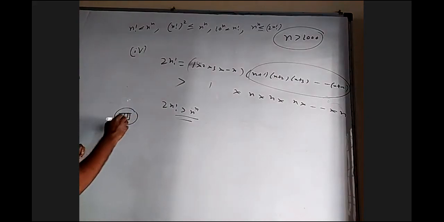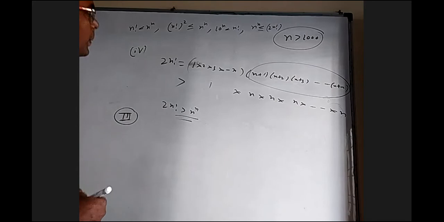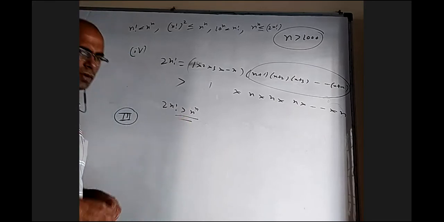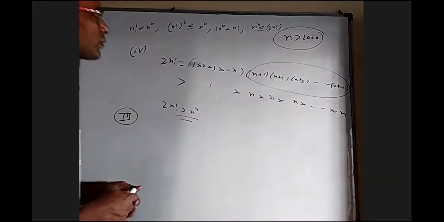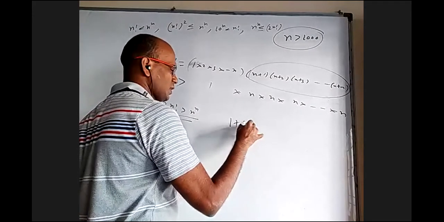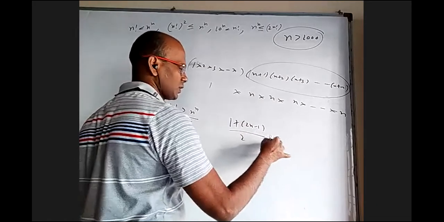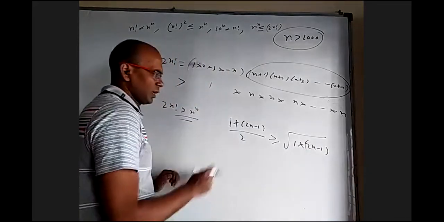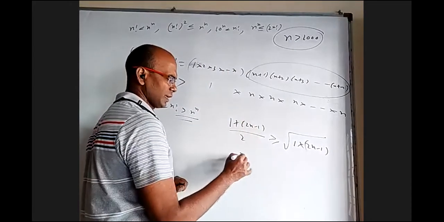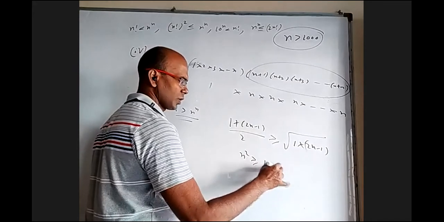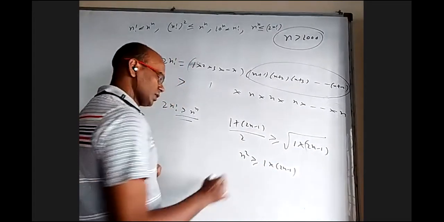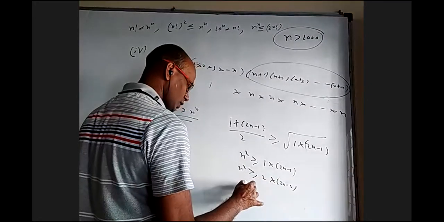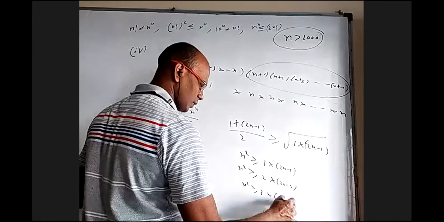We should find a proper way to write it. Anyway, coming back to this, I want to do some AM-GM inequality kind of thing. Let me see. 1 plus 2n minus 1 by 2 is greater than or equal to square root of 1 into 2n minus 1. What will happen? 1 and 1 will cancel. I will be getting n square is greater than or equal to 1 into 2n minus 1. Similarly, n square is greater than or equal to 2 into 2n minus 2. N square is greater than or equal to 3 into 2n minus 3.